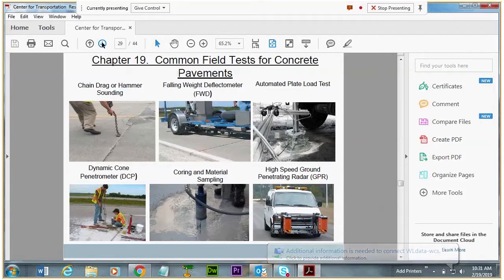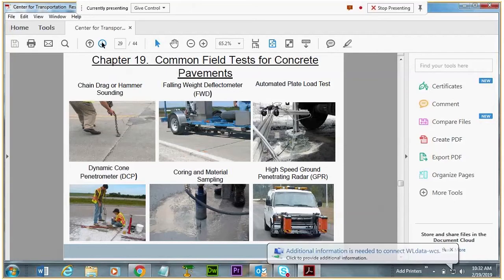The common field tests, as you can see in front of you, and I'm not going to run through all of these because they're pretty well known, go from the chain drag all the way to the high-speed ground penetrating radar, the GPR. I think the one that's getting more attention, actually two, I would say. You know, FWD has been around quite a while and we've been using it quite effectively. But the automated plate loaded test, and there's some specialists out there now. In fact, I think there's one of the larger ones in Minnesota using the plate loaded test. It's a pretty unique testing device.